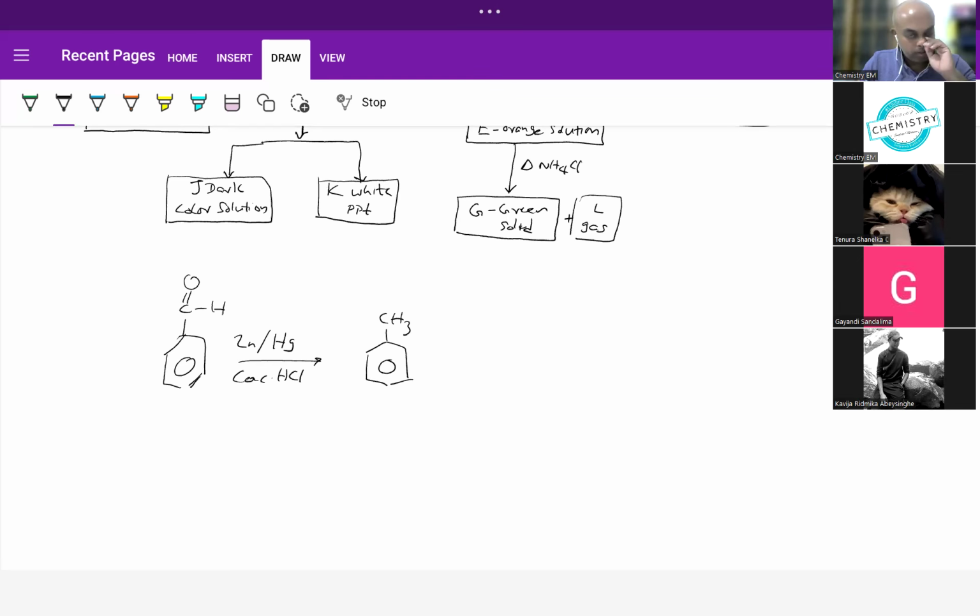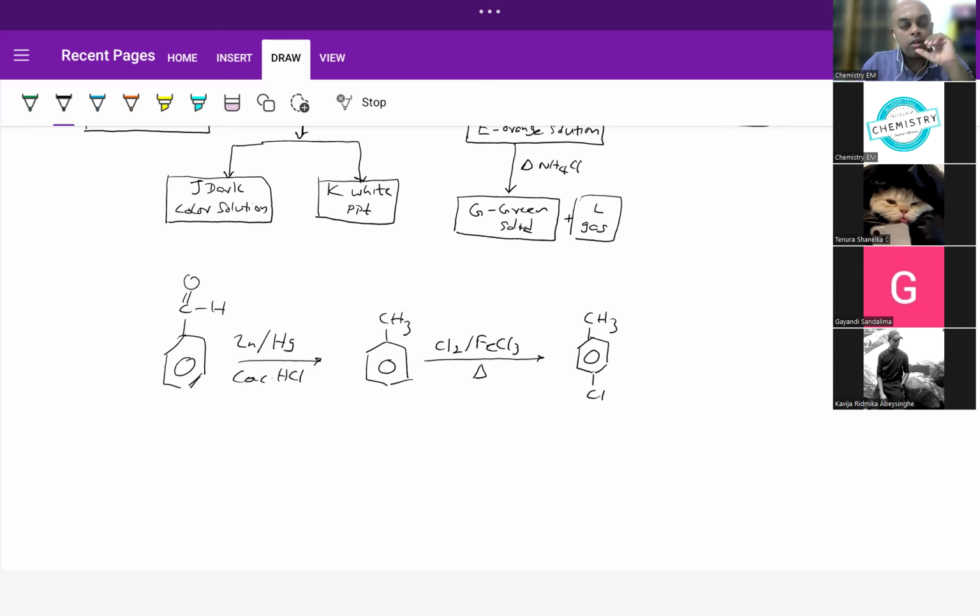Then after that you can add chlorine. Chlorine can be added, as I have explained in a previous class, by using Cl2 and FeCl3, and you need to heat. You can use Fe dust as well. Then CH3 will direct this into the para position.